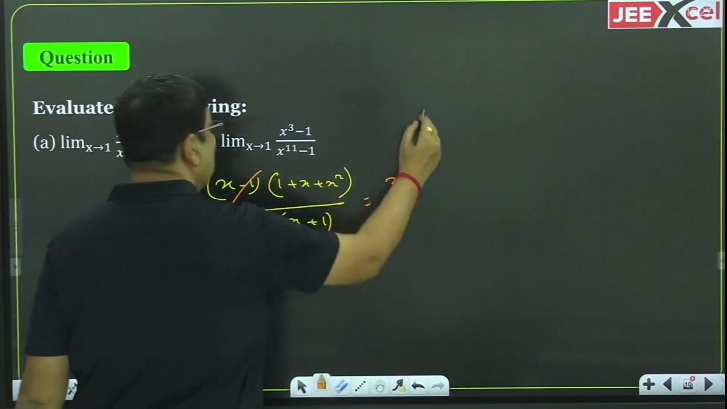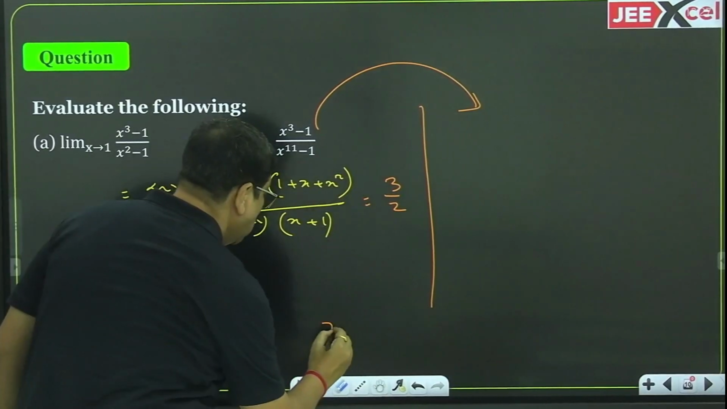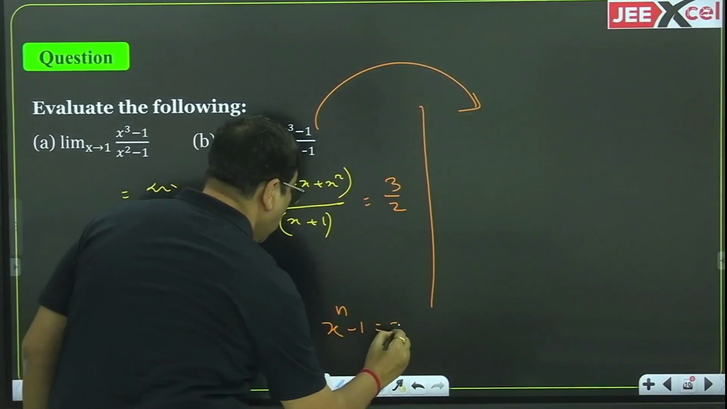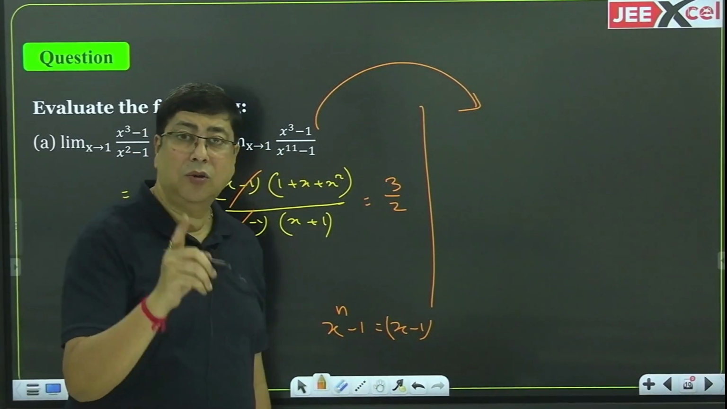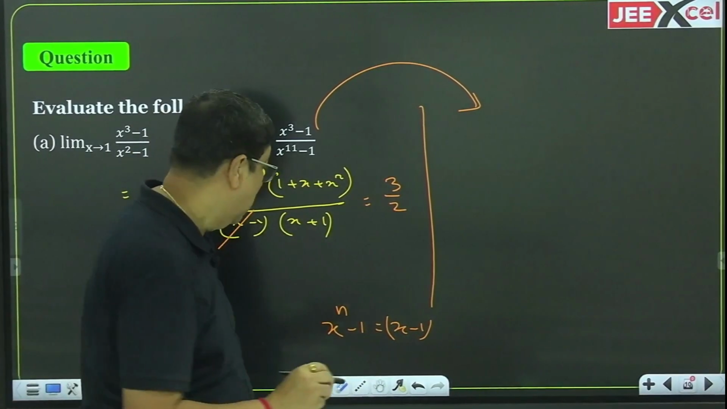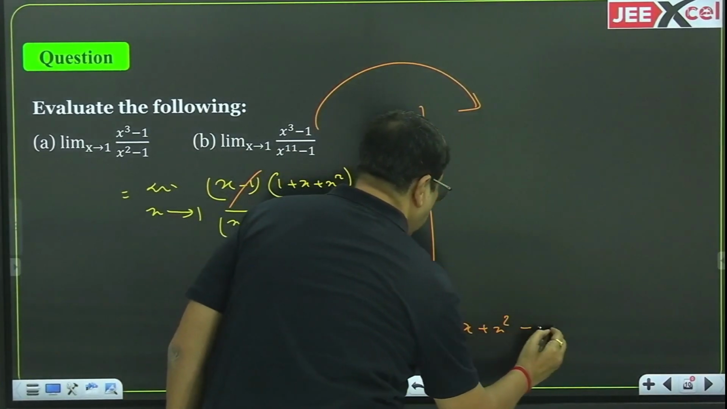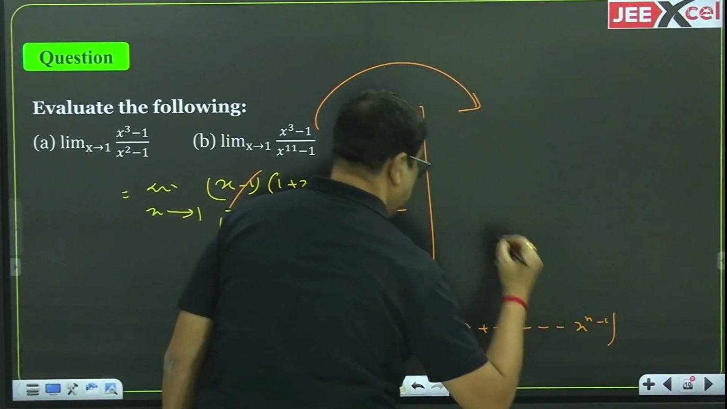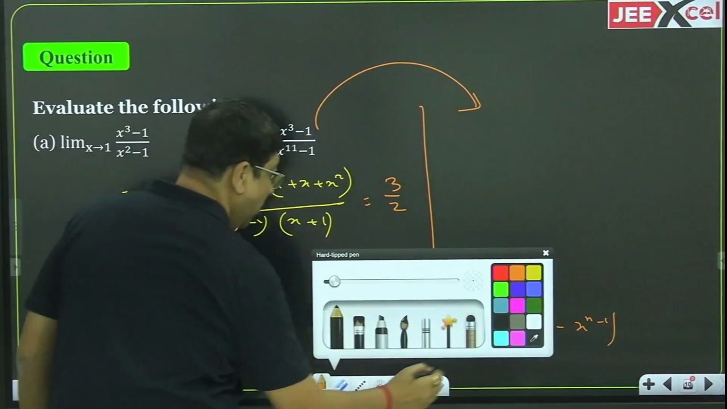And for the second sum, we know that x to the power n minus 1 equals x minus 1 into 1 plus x square dot dot x to the power n minus 1. Everybody, if you do not know, remember this continuously. We need this calculation. This formula you have to keep in mind, and this is a very important formula.